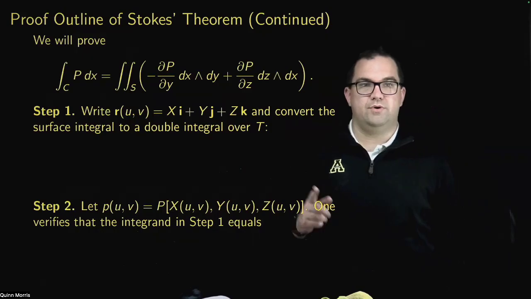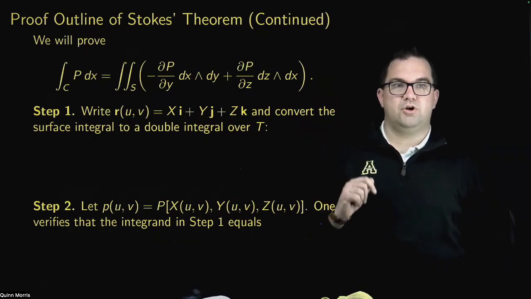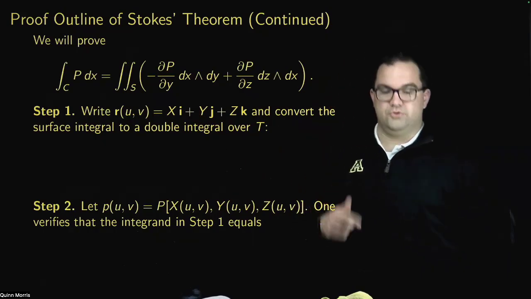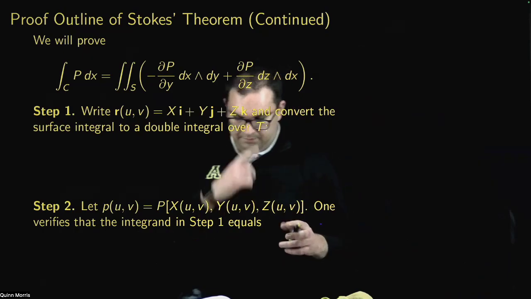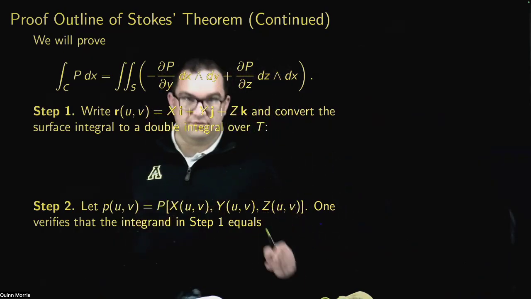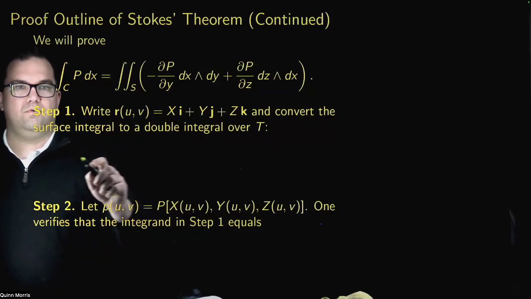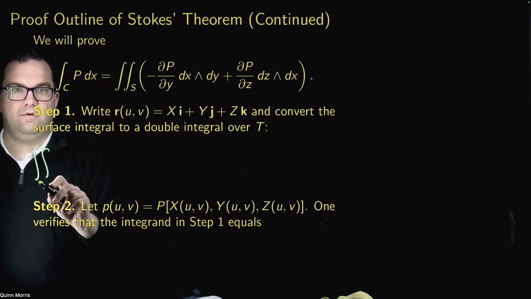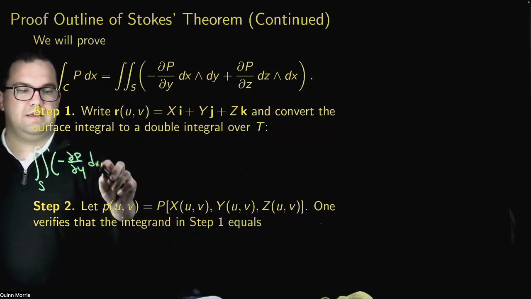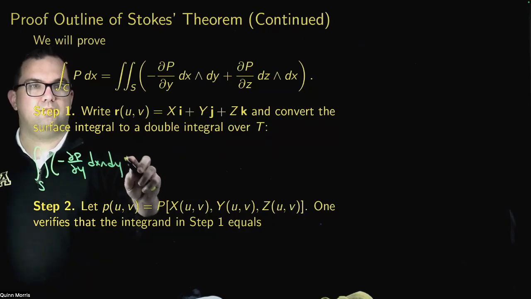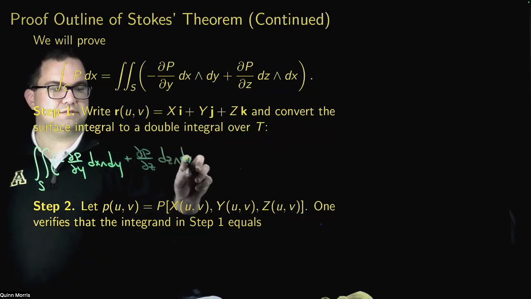Then what I first want to do is convert the surface integral. Over here is the surface integral. I want to convert this to some double integral over T. So what is that going to look like? If I think about going back, I'm really just saying, what does this mean in this notation? We get that the double integral over S of minus dP/dy dx wedge dy, plus dP/dz dz wedge dx.